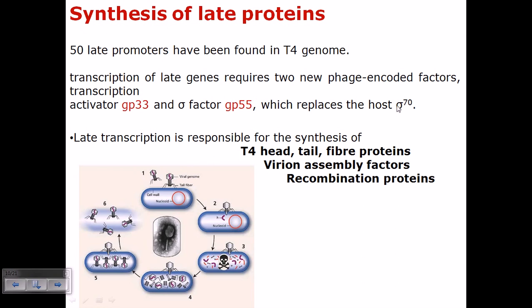which replaces the host sigma 70, because we know if sigma 70 remains there for a longer period of time, then it will behave like normal host cells. Now they try to remove all the host cell attributes, and all they want is to restore their own attributes there. So they are removing all the sigma 70s with GP55, which has another sigma factor-like activity.